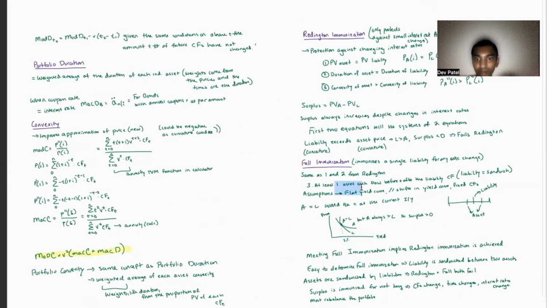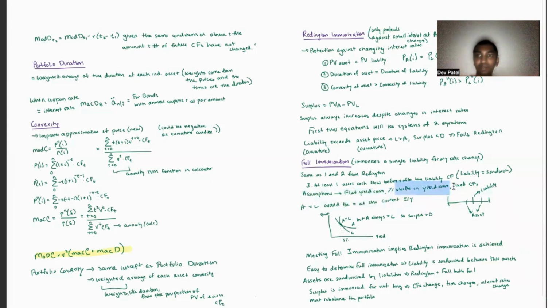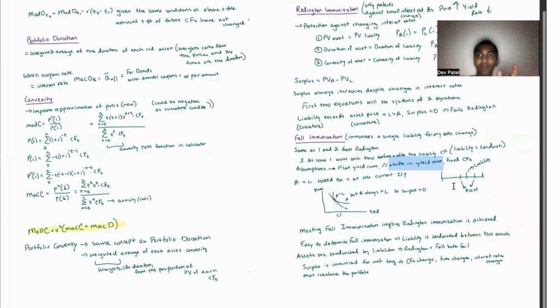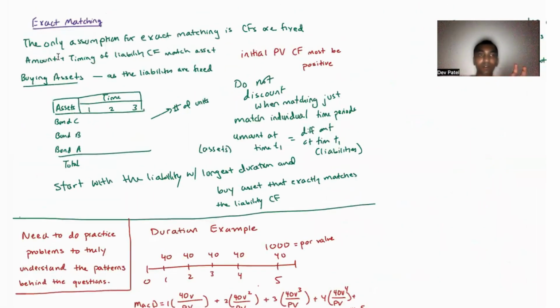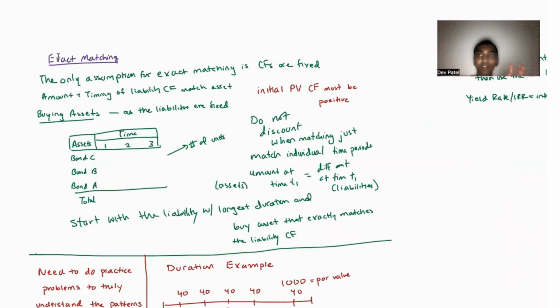The assumptions were that we have a flat yield curve. So basically, spot rates being different are not a thing. We have parallel shifts in the yield curve. So again, it's constant for every single time period, and we have fixed cash flows. The cash flows don't change. The only assumption that we're taking from that onto this is that the cash flows are fixed.